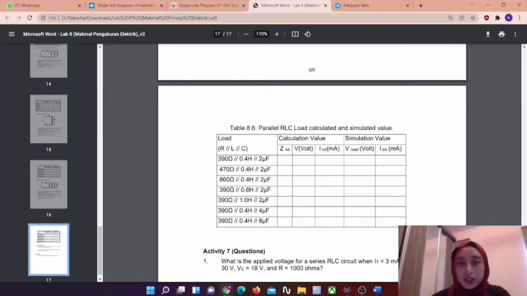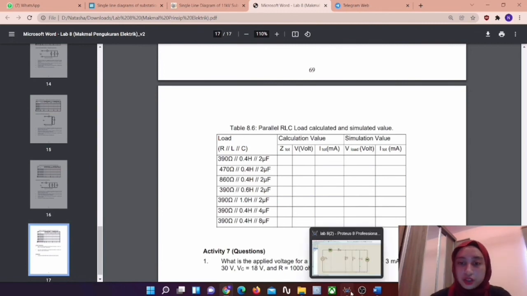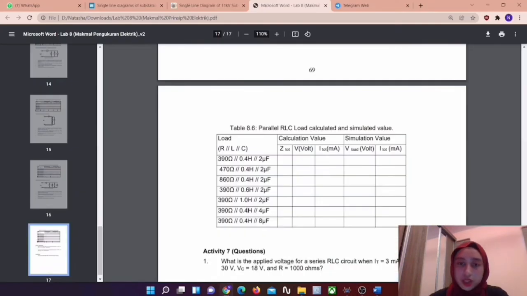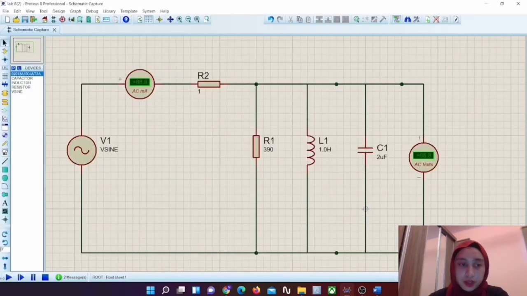And then for the fourth value, we need to change the resistor to 390 ohm and the inductor to 0.6 H. Then we run the simulation. We got the current of 264 milliampere and the voltage is 49.8 volt. Change the value of the inductor to 1.0 H. And after we run the simulation, we got the current value in the AC meter of 180 milliampere and the voltage is 49.8 volt.